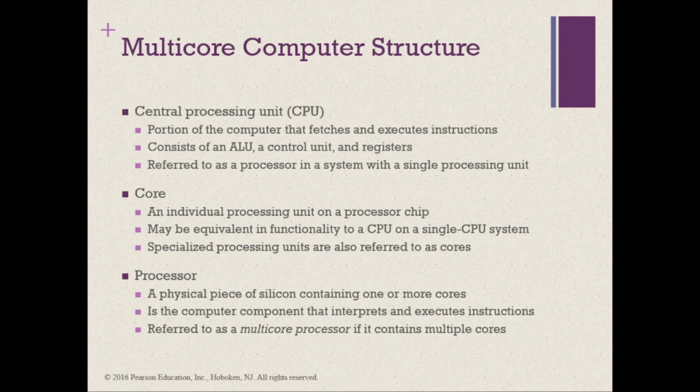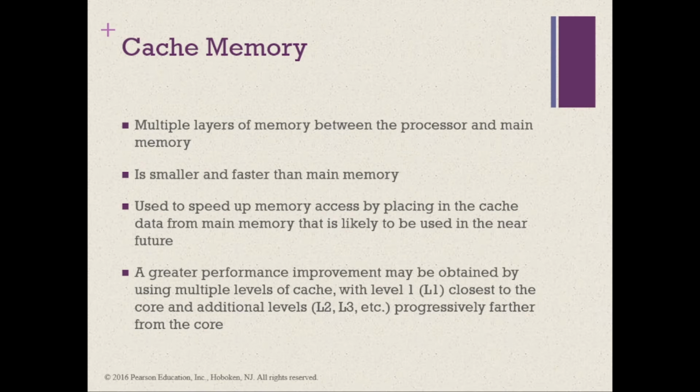Okay, next we have the cache memory. Another prominent feature of contemporary computers is the use of multiple layers of memory, called cache memory, between the processor and the main memory. Chapter 4 is devoted to the topic of cache memory. For our purposes in this section, we simply note that a cache memory is smaller and faster than main memory and is used to speed up memory access by placing in the cache data from main memory that is likely to be used in the near future. So that is the purpose of cache memory.